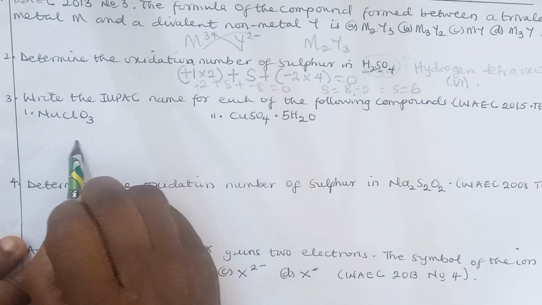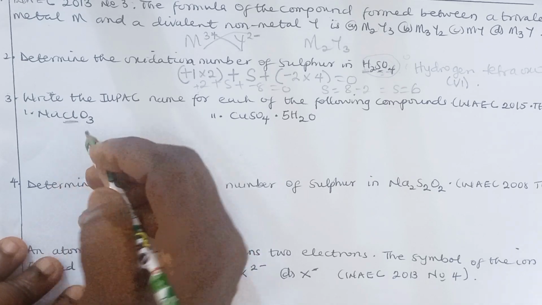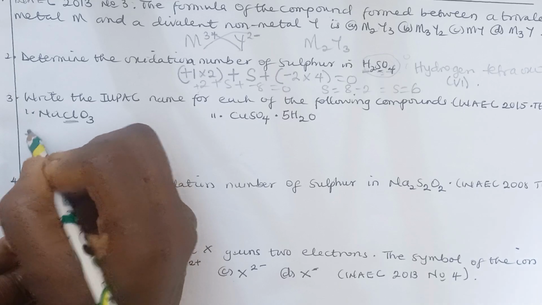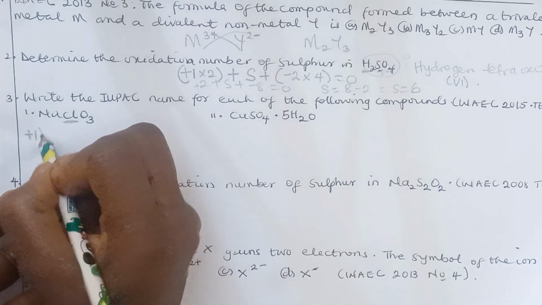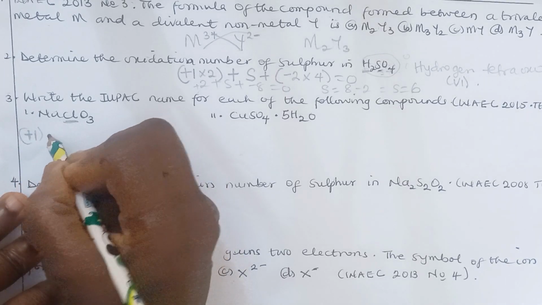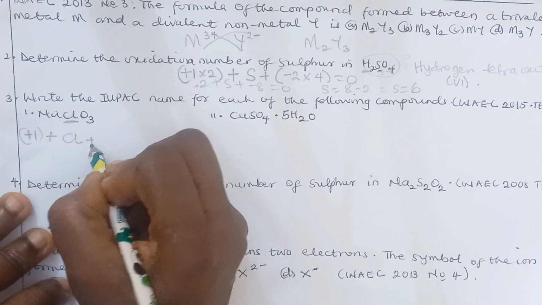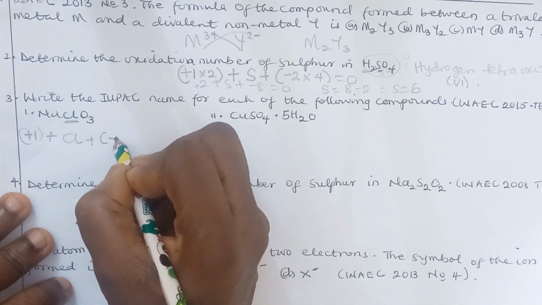NaClO3. Before we can write the IUPAC name, target the central element and calculate the oxidation number. Sodium is 11. It gives out 1 because it's 2, 8, 1. It gives out only 1 electron, and it's just 1 atom here. We have +1 in bracket, plus the chlorine that we want to calculate, plus oxygen.